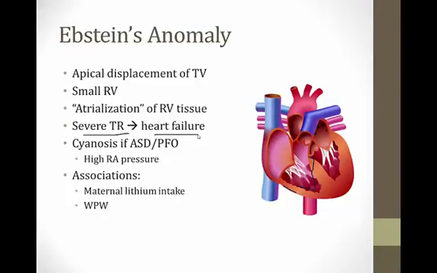You can sometimes get cyanosis if there's an ASD or PFO because the pressures can get so high on the right side of the heart that Eisenmenger syndrome develops and blood crosses over to the left side without going through the lungs. And this has two important associations. Maternal lithium intake is associated with Ebstein's anomaly, and then the WPW syndrome is strongly associated with this condition. Patients with Ebstein anomaly have a high frequency of bypass tracts. And that concludes our module on congenital heart disease.